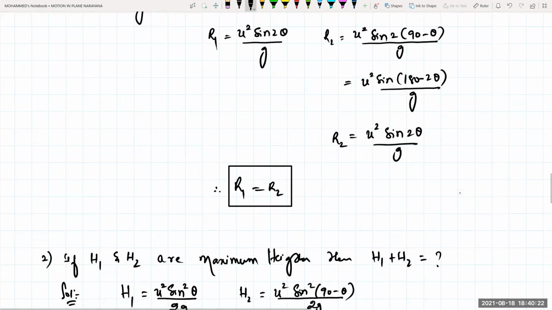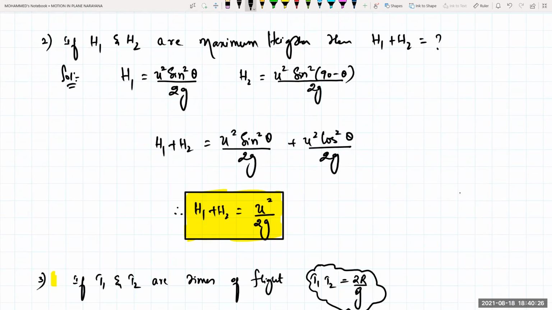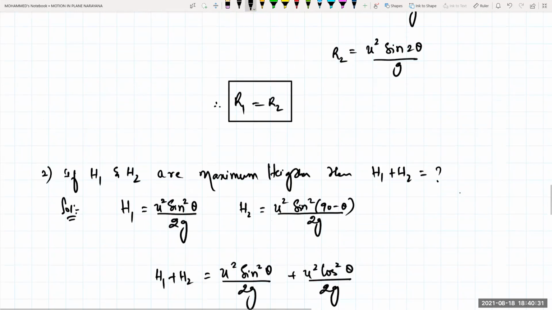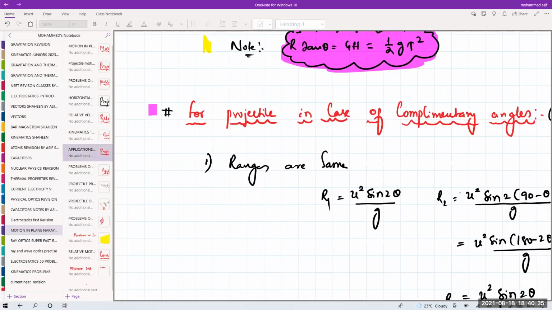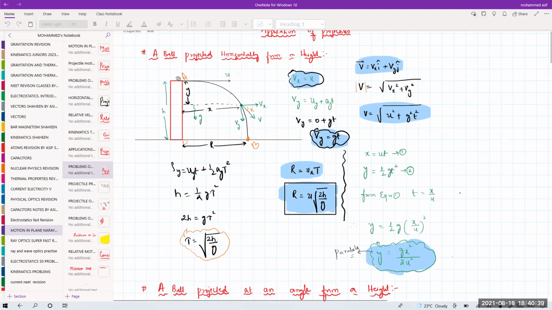These are not that necessary. Two complementary angles for which the ranges are the same, the heights, and this one also I told you. This one also I told you. These are not that necessary, because you can't memorize all these many things. You need to do that while doing the numericals. Horizontal projectiles, same again.